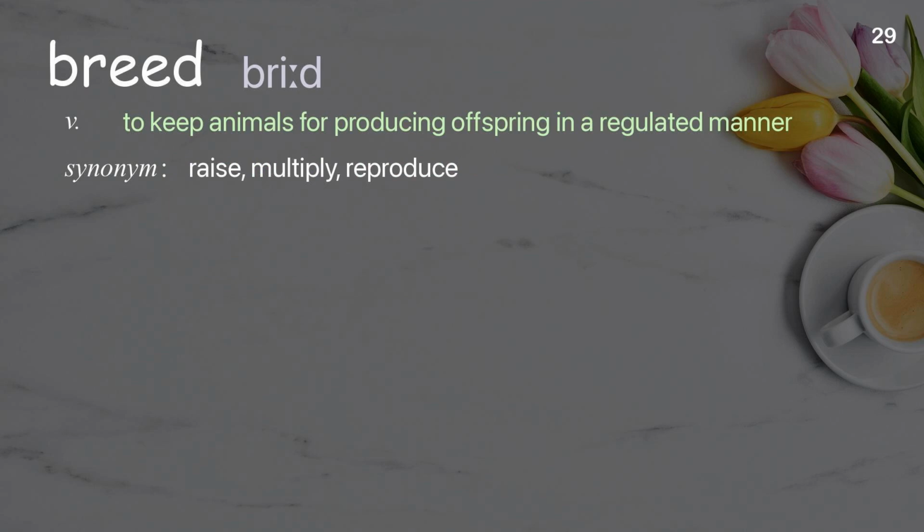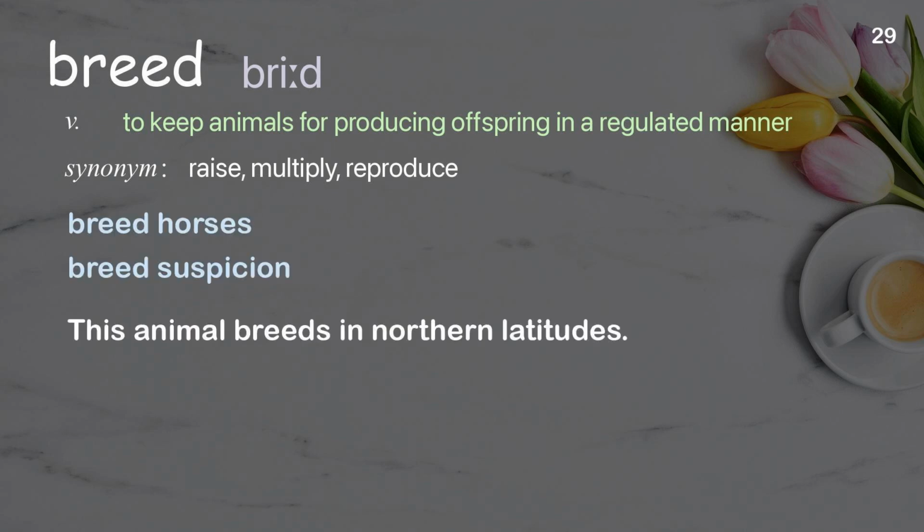Breed. To keep animals for producing offspring in a regulated manner. Examples: breed horses, breed suspicion. This animal breeds in northern latitudes.